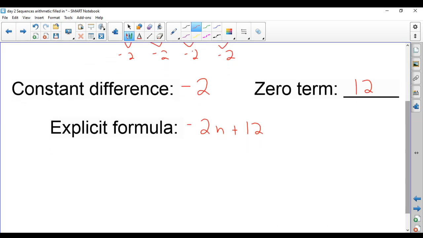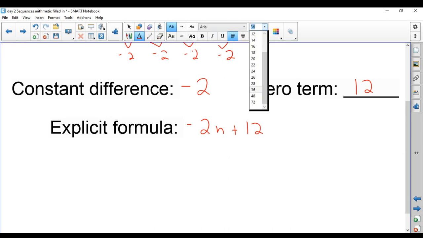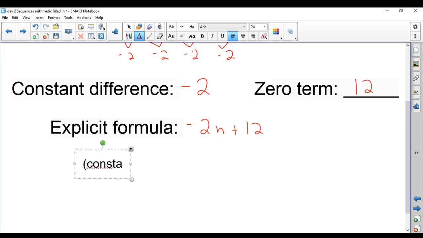In general, to write these rules, we take our constant difference and we multiply that by n, and then we add the zero term.